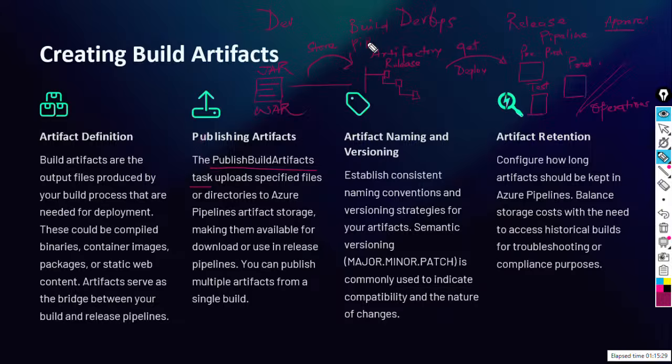This is one very important feature of Azure DevOps, not available with other pipeline software or tools. Azure DevOps lets you segregate one big pipeline into a build pipeline and a release pipeline. So you name the artifact and you do the versioning of it.